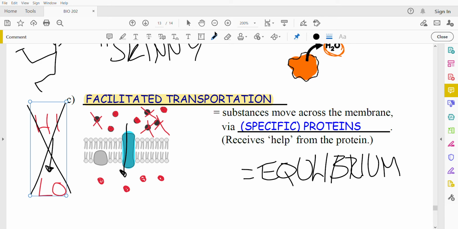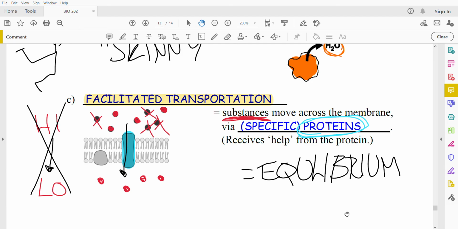So it was indeed, let's change the color again. It was indeed these substances that moved across the membrane, but they did it through a specific protein. A certain protein allowed them to pass only. So the protein kind of helped in this process.